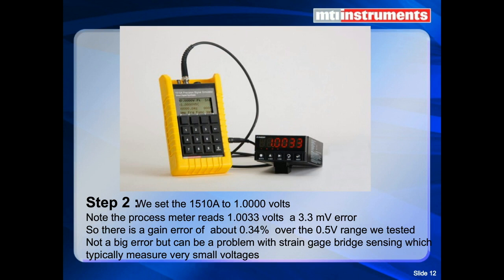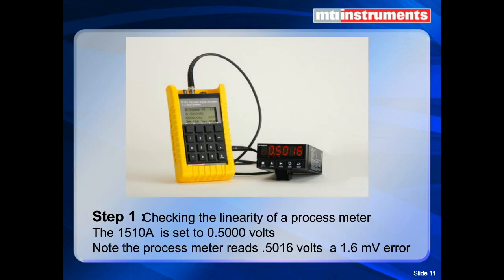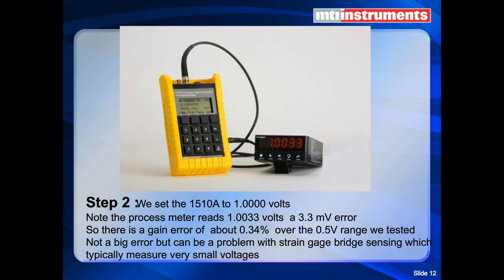Now you could then subsequently correct the gain error in the panel meter by calibrating it. Or if it was just an offset error, if we read the same offset as we saw here, which was 1.6 millivolts, if we were only reading 1.6 millivolts here, we would know that was an offset error. But here we see we have a gain error. And these can be corrected once you know what those are.